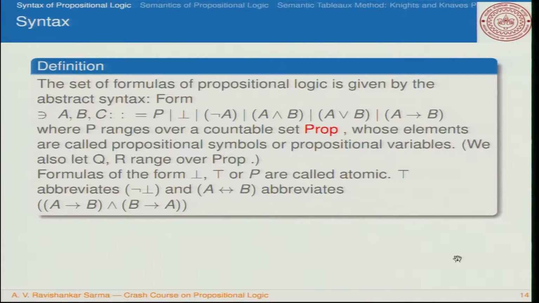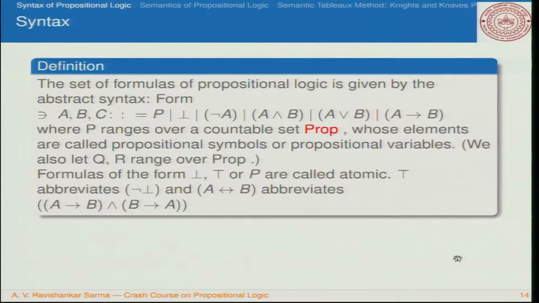It consists of A, B, C, some formulas which consist of propositional variables, and then something which is considered to be a contradiction, negation of A, and A and B are combined with the help of conjunction A and B, A or B, A implies B, and A if and only if B, where P ranges over a countable set of propositional variables, whose elements are also called propositional symbols or propositional variables. We also let Q and R range over propositional variables. So formulas of the form single formulas like bot, top or P are considered to be atomic propositions.